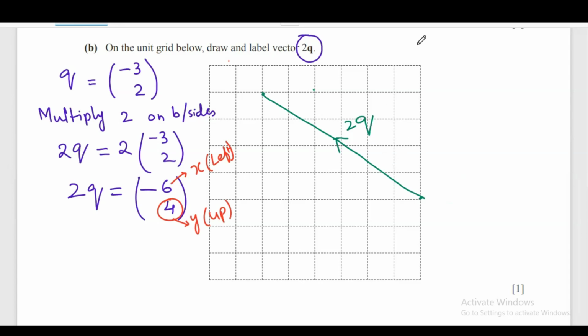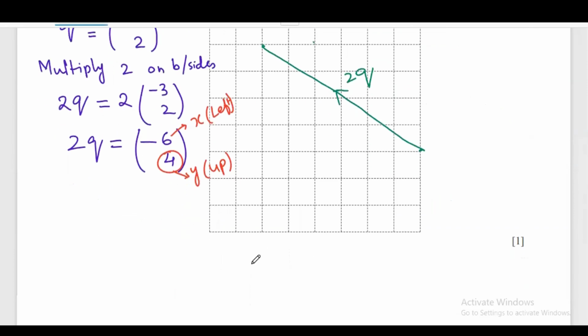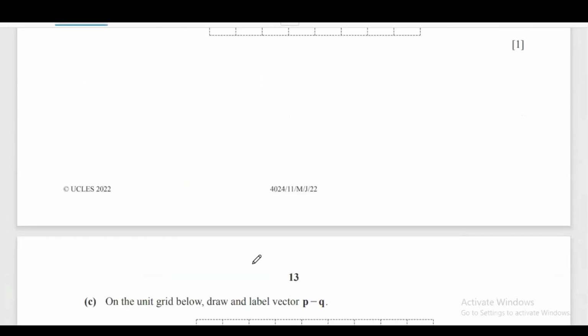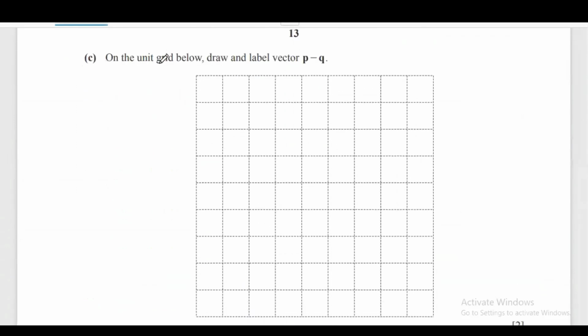Look at the marking scheme. In part A, drawn correctly with the arrow, and part B, drawn correctly with arrow. Now move on to part C. In part C, on the unit grid below, draw and label vector P minus Q. So we have to find out first P minus Q.